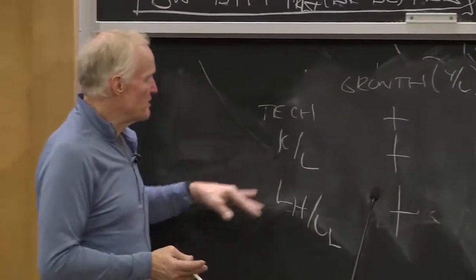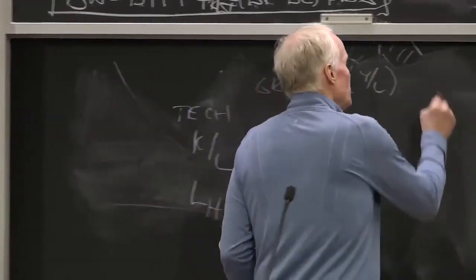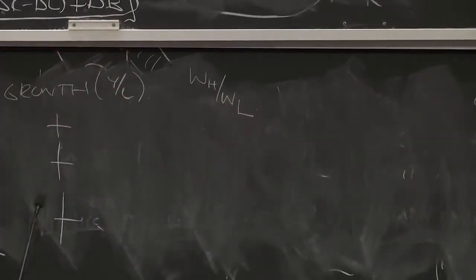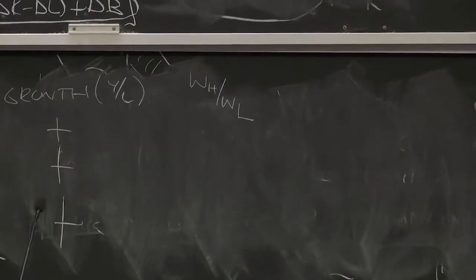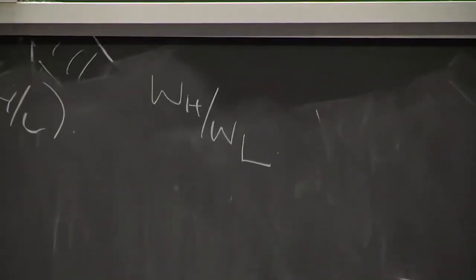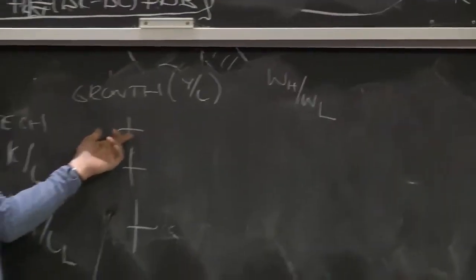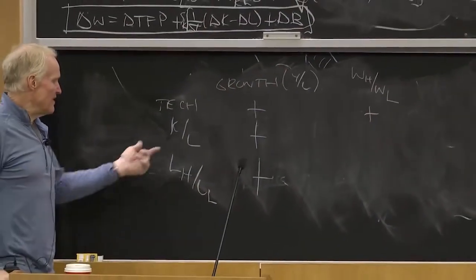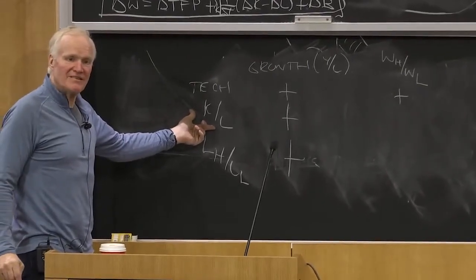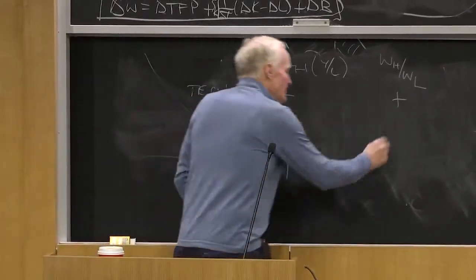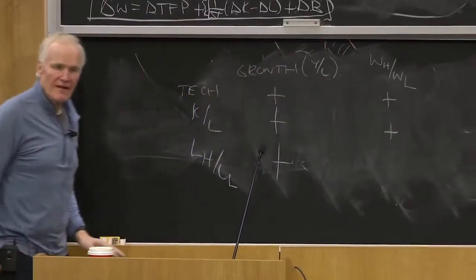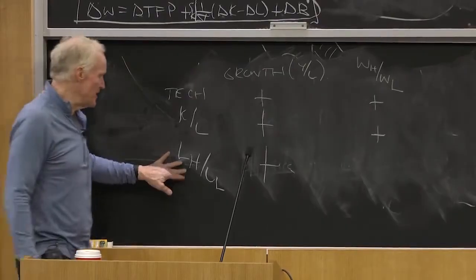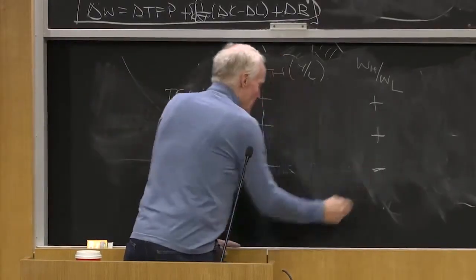So these are the three types of growth. Then I want to look at WH over WL, the wage of high skilled relative to the wage of low skilled. Because technology is biased toward high skill, that tends to raise it. Since K is a complement of high skill and a substitute for low skill, that tends to raise it. However, the one response that tends to push it in the opposite direction is LH over LL.